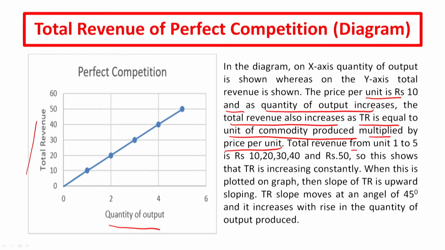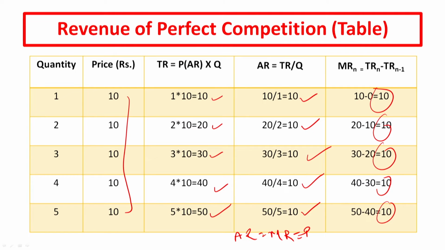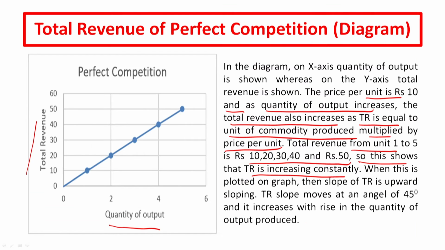Total revenue from unit 1 to 5 is 10, 20, 30, 40 and 50. So this shows that TR is increasing constantly, and the same is represented in the diagram. When this is plotted on the graph, as you are able to see on the screen, the slope of TR is upward sloping.